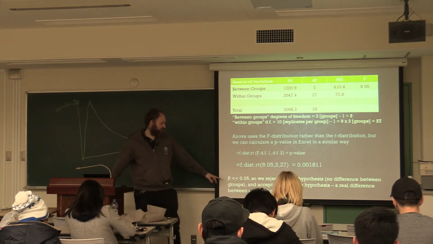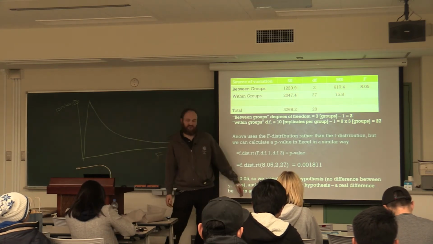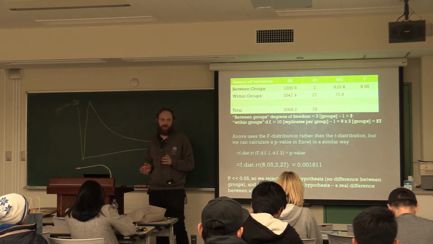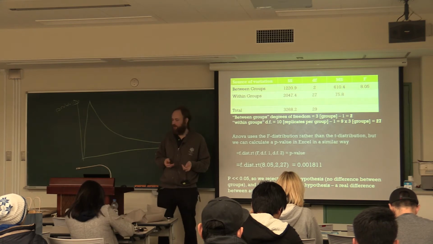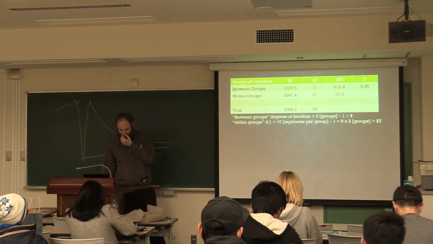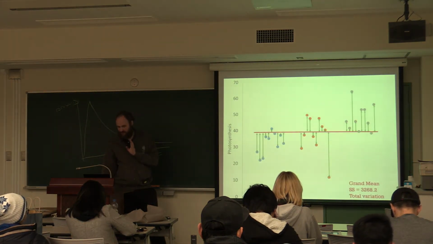So by rejecting the null hypothesis, we're going to say that there is a significant difference, a real difference, between at least two of the groups. At least one group is different from the others. But we don't know which one. Okay? So let's just look at the data again and think about that.